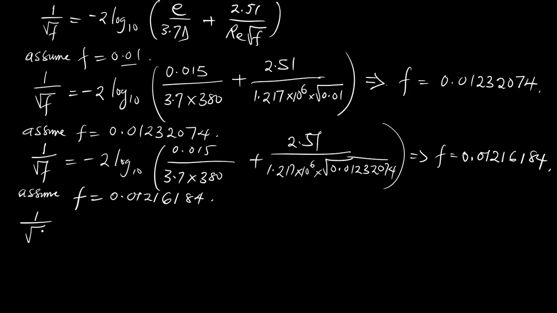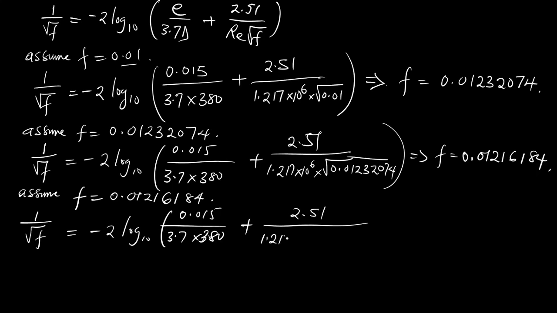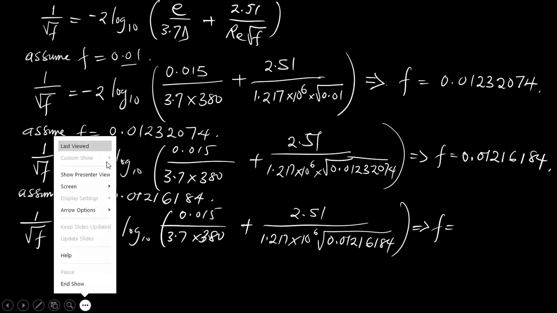Now 1 over the square root of f will now be equal to minus 2 log of this step. Bracket open 0.015 divided by 3.7 times 380 plus 2.51 divided by 1.217 times 10 raised to 6, square root of 0.01216184. So it implies that our f will now be equal to what? So we now solve for the value of this. So to do that, let's also invoke our calculator.